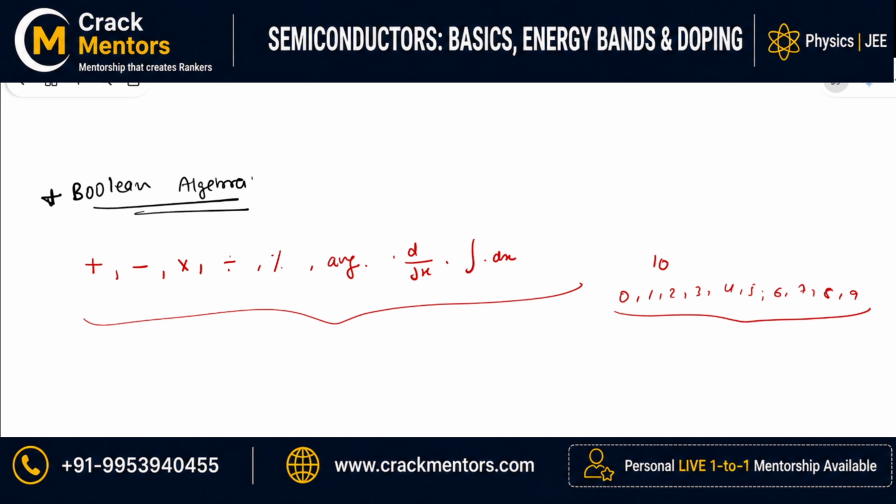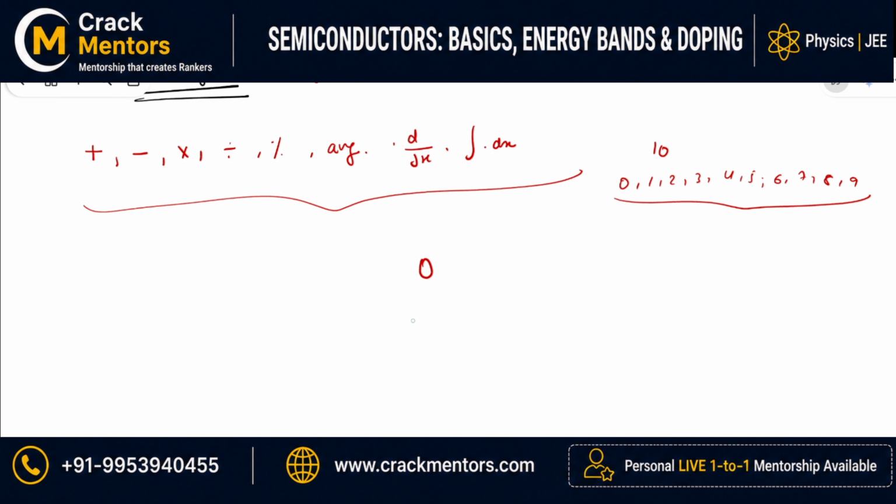But for Boolean algebra, we just have two digits. Only two digits are used, for input and output. Our whole conversation will be around two digits only: one is 0 and the other one is 1. These are known as digital signals. 0 and 1 are called digital signals.